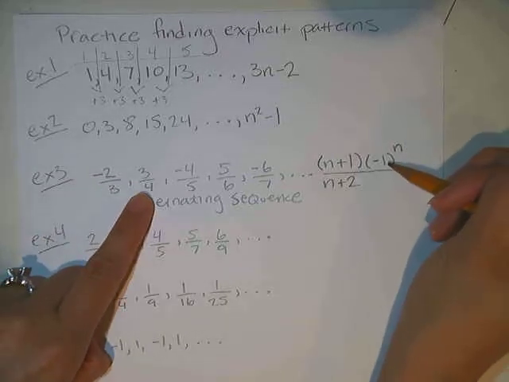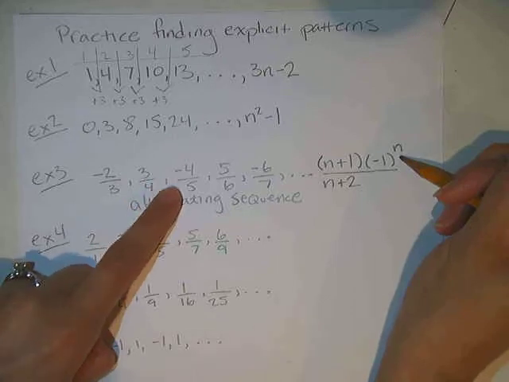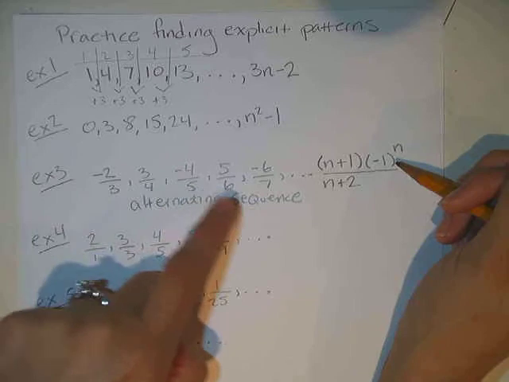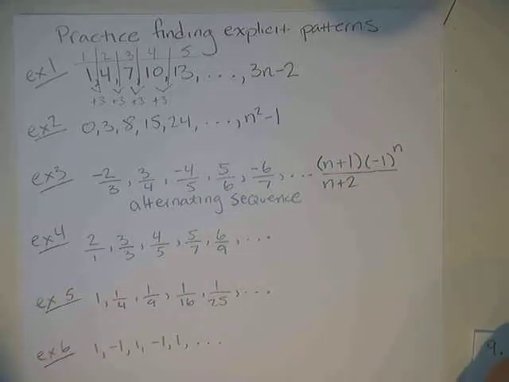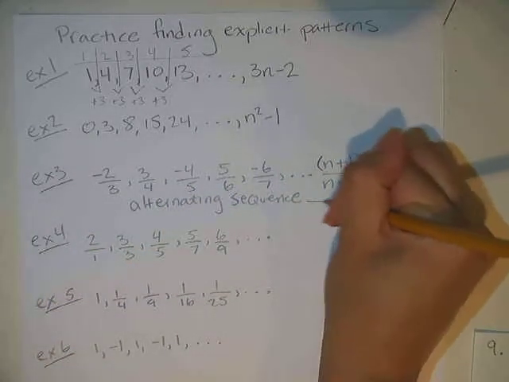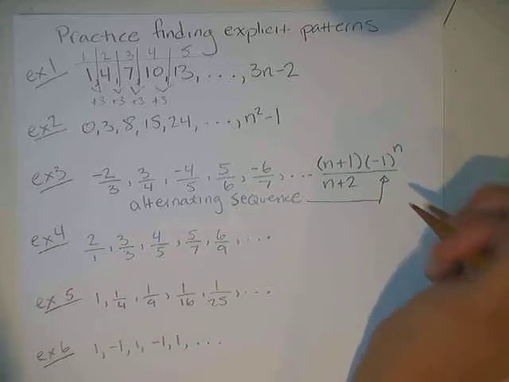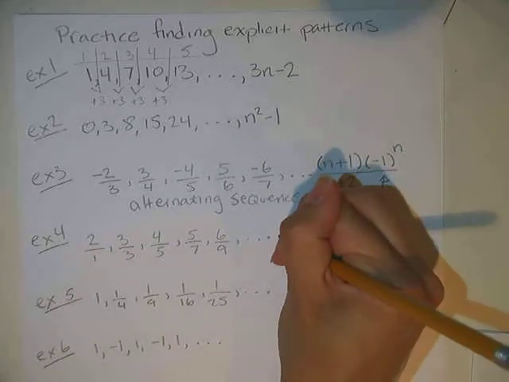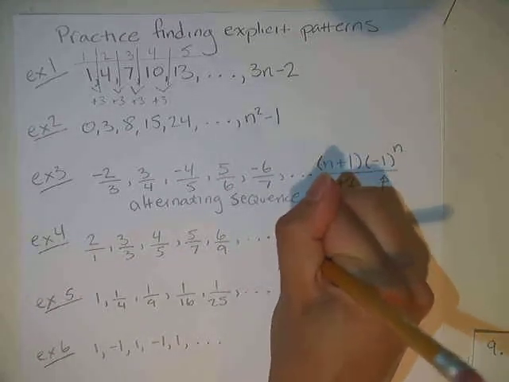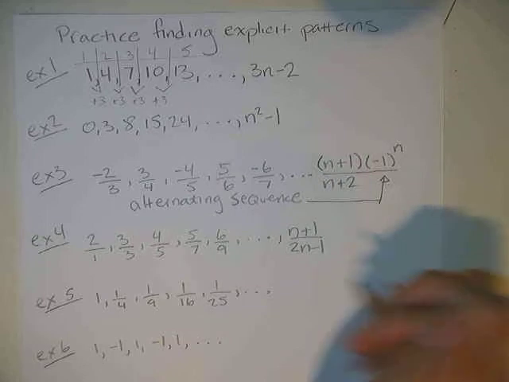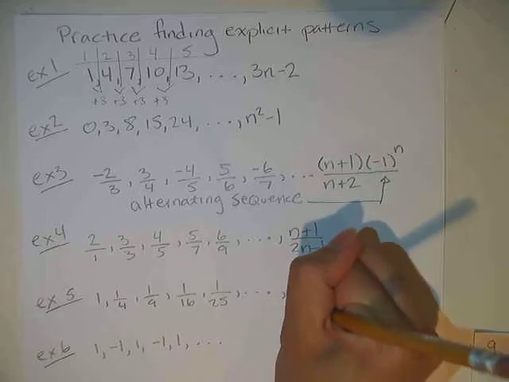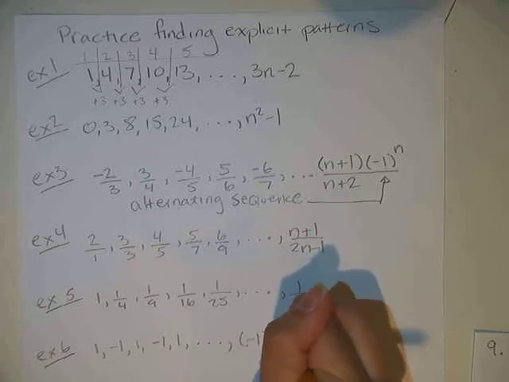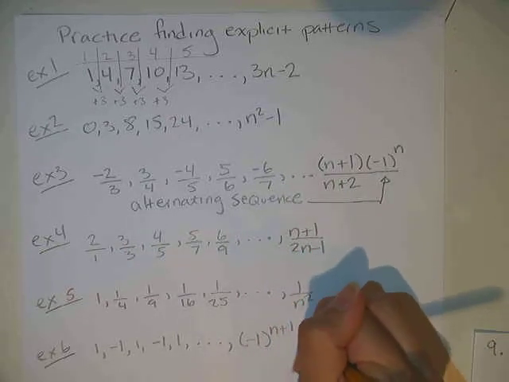Now, to get the negative, positive, we start with negative 1 and we raise it to the n power. Negative 1 to the first power is a negative. Negative 1 to the second power is a positive. Negative 1 to the third power is a negative. To the fourth power is a positive. So that allows you to switch back and forth, positive and negative. Anytime you have an alternating sequence, you can always use that to fix it.